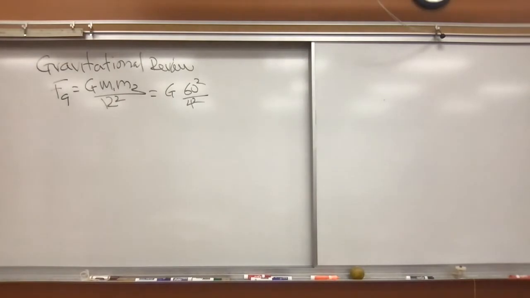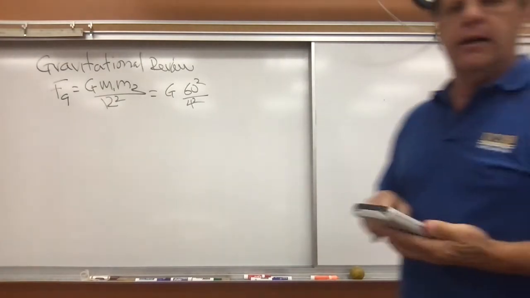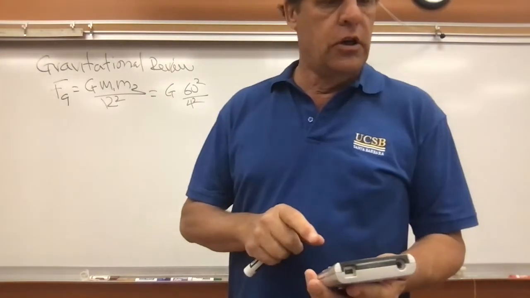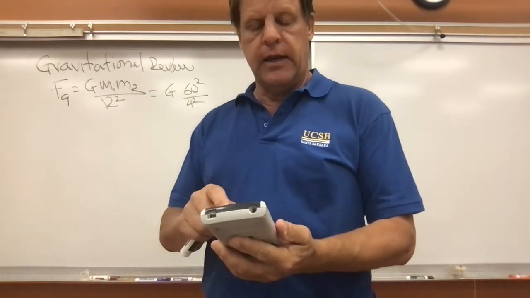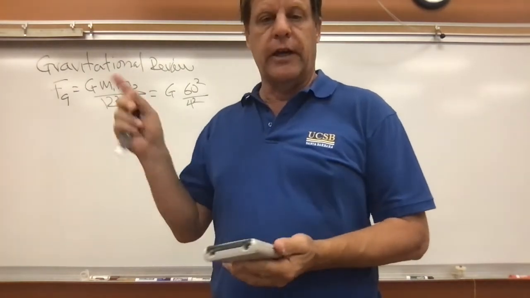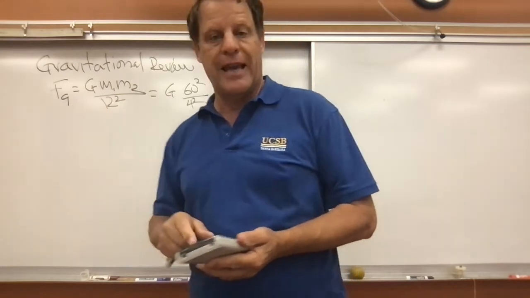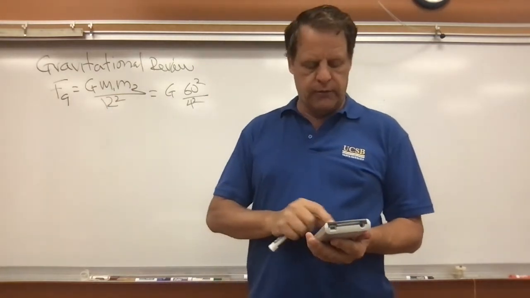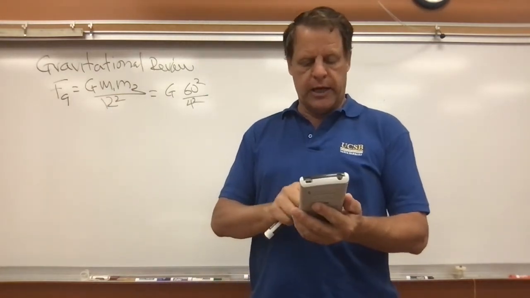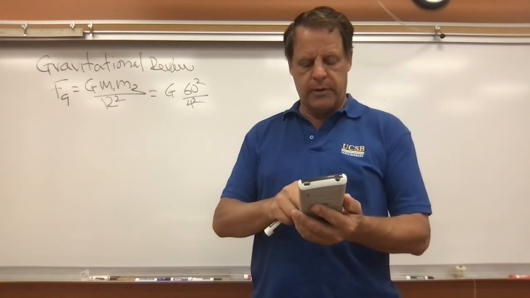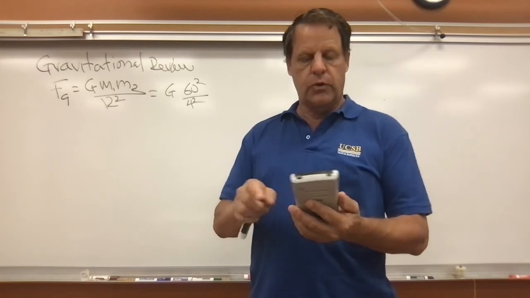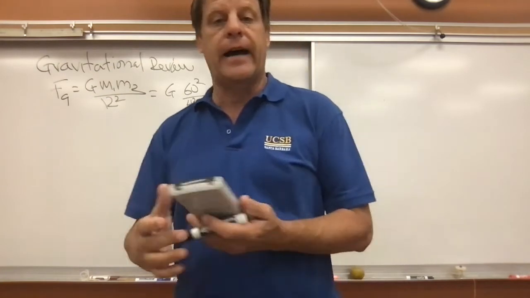You can certainly add the G in there, but a lot of times if you just leave the G at the end, it can be a little bit less confusing. But anyways, we're going to have 60 squared divided by 4 squared, which is equal to 225 times G.